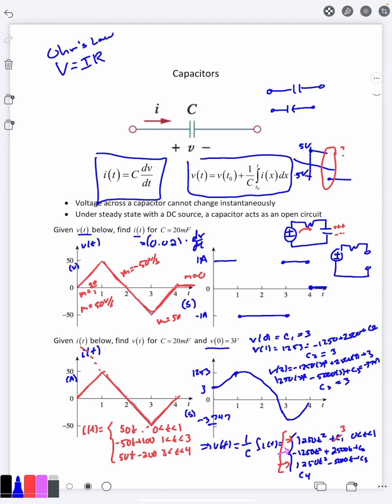And it's going to continue up here. And the last thing we need to figure out is what's going to happen at the value of 4. And if we go ahead and plug 4 into the final formula there, we're going to get a value of 3. And since the current is not going to be changing anymore, it's always going to be 0 at that point. That means the voltage is going to stay constant now at 3.